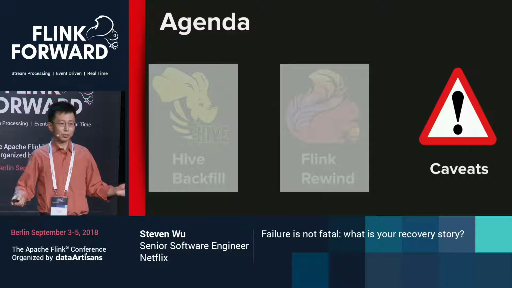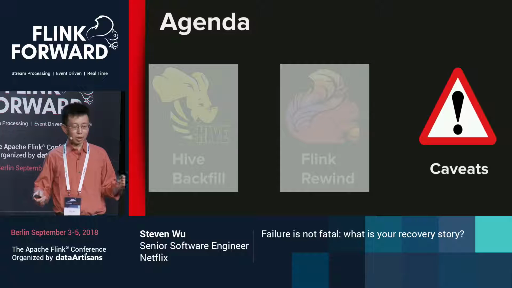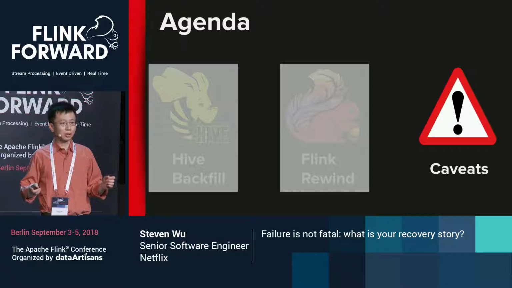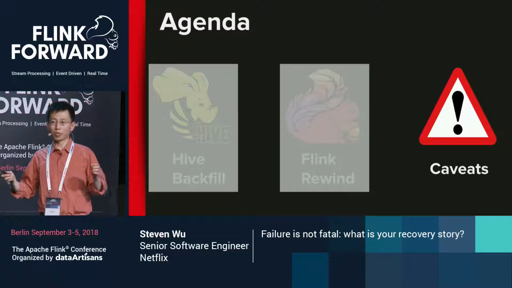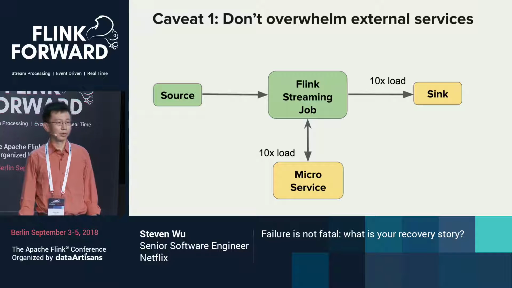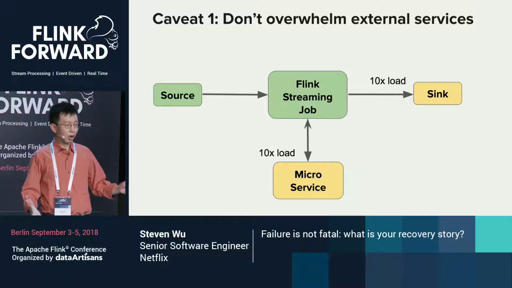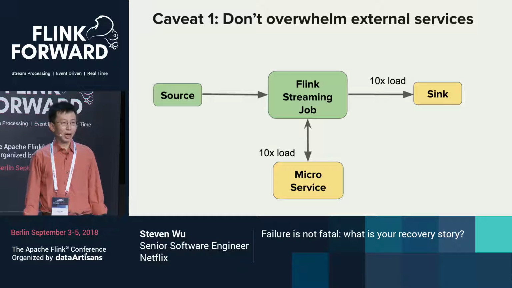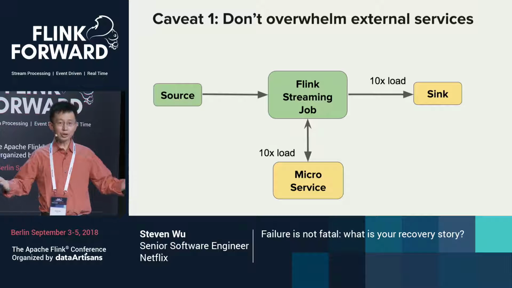In the last section, we're going to talk about some of the caveats we should watch out for, no matter if it's a Hive backfill or Flink rewind solution. Caveat number one, don't overwhelm your external dependencies. At a steady state, the Flink job will process the event as it comes in.